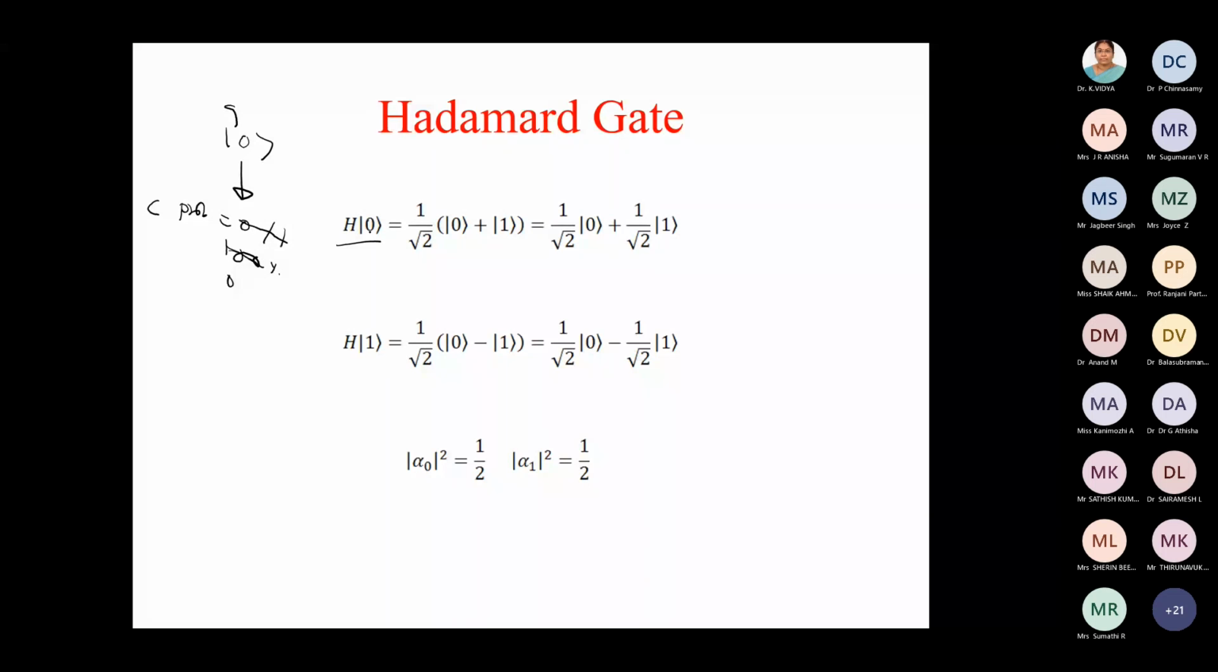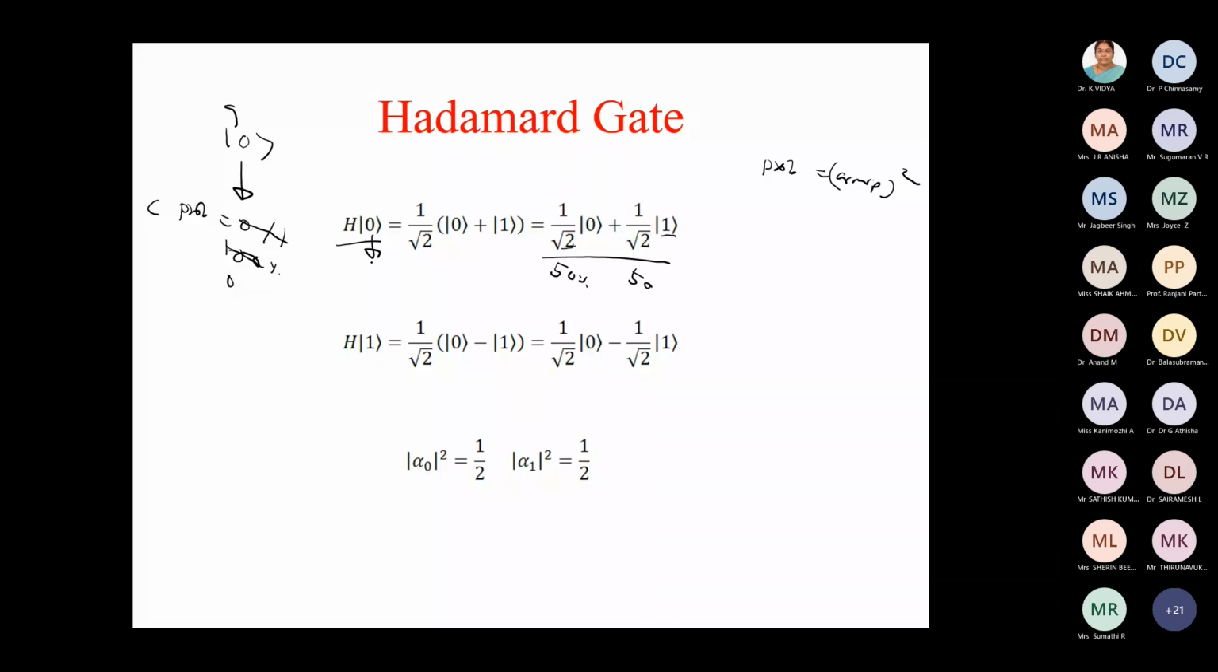But I apply Hadamard on it. Then I get this kind of state, which is a linear combination of 0 plus 1. So what is the probability of measuring 0 in this state? Guys, probability is amplitude mod square. What is the amplitude or coefficient? 1 by root 2, the whole square. So how much is that number? 1 by 2, 50%. What is the probability of measuring 1? 50%.